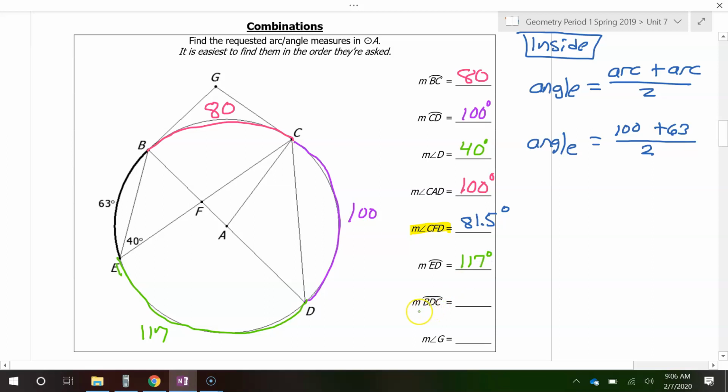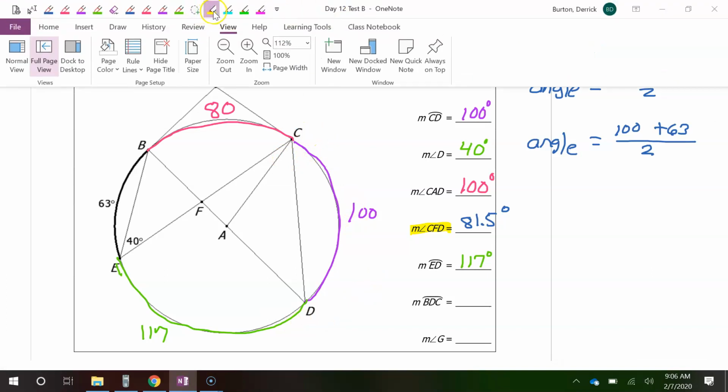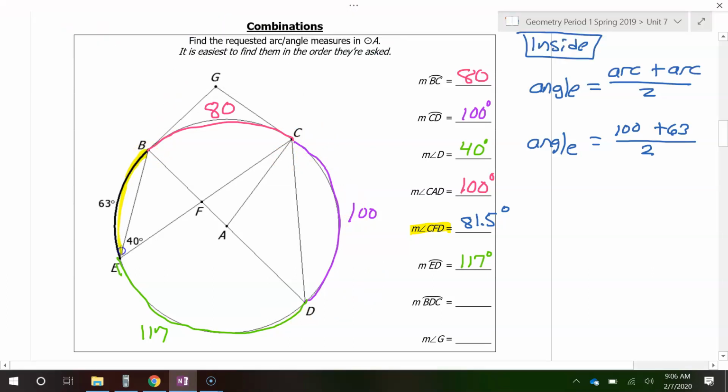All right, next we need to find the measure of arc BDC. Okay, BDC. All right, so that's going to be the long way that goes like this. B to D. By the way, so far I've gone 180. This is a semicircle. So I'm going to go 180 plus an extra 100. So that's going to be 280.